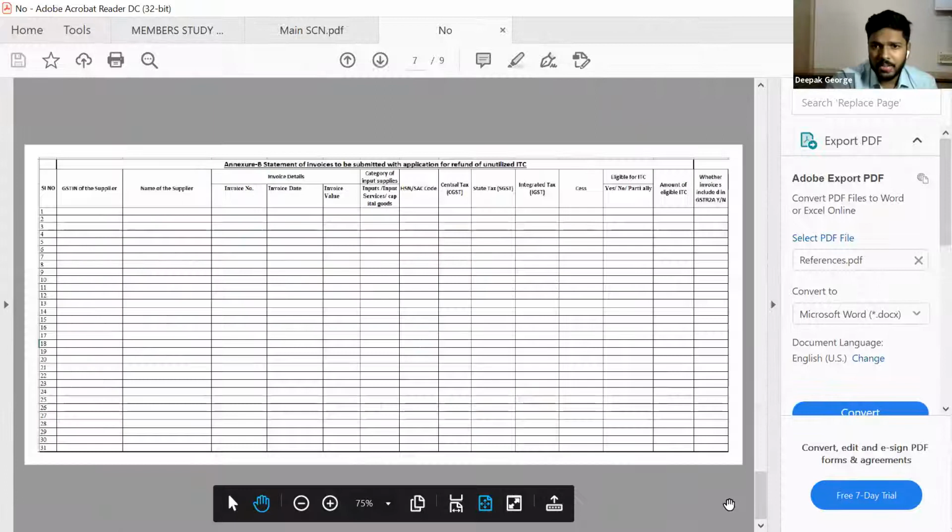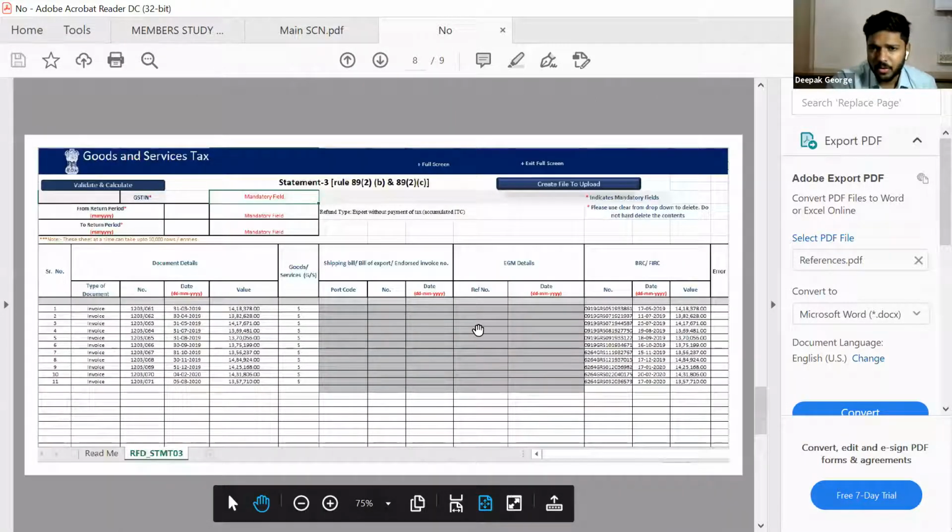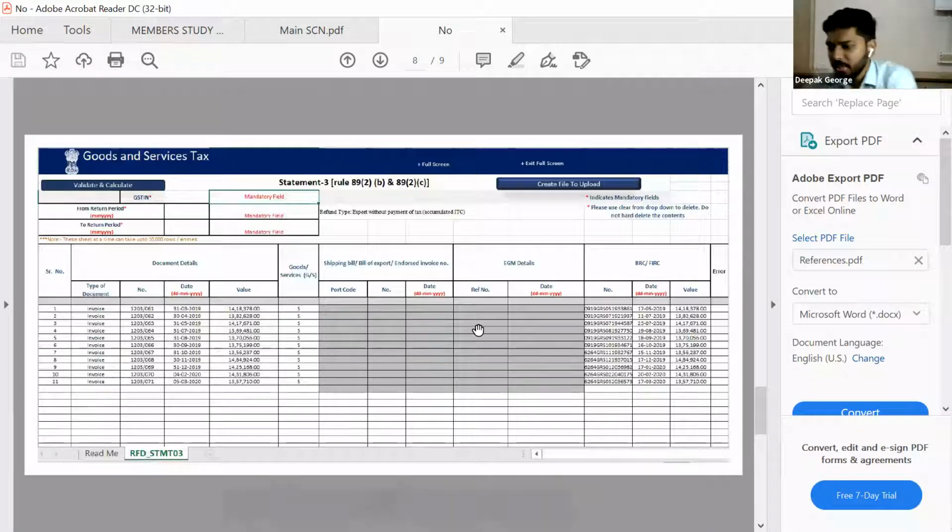Right. Here I have given you a format of the statement I was mentioning in the list of documents. I was mentioning one statement called statement number 3, in which you have to furnish your invoice details and your FIRC details and match it together. This is the document details here, matching to the FIRC for services. If one FIRC number is wrong in terms of wrong value, that will be a ground for rejection.